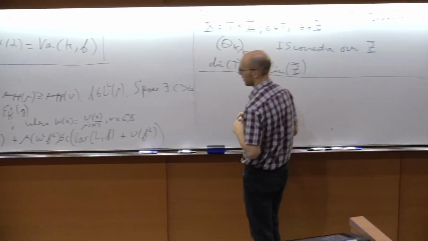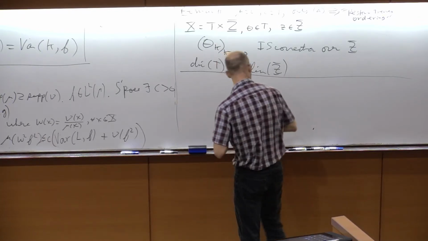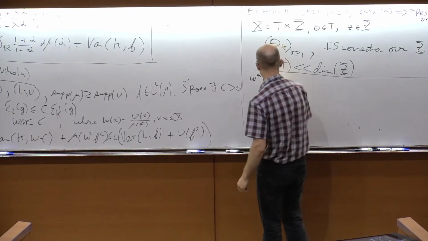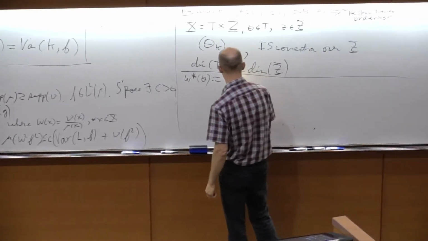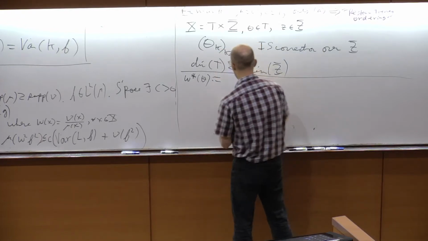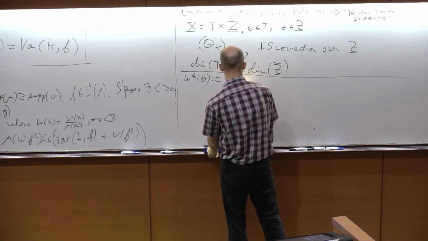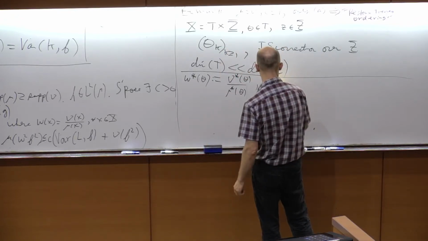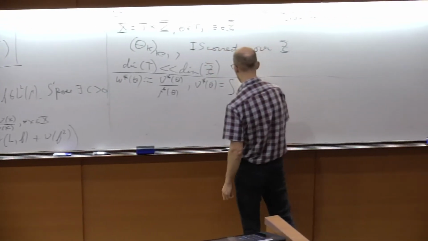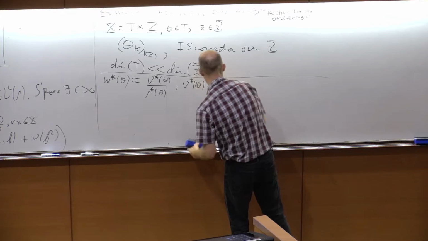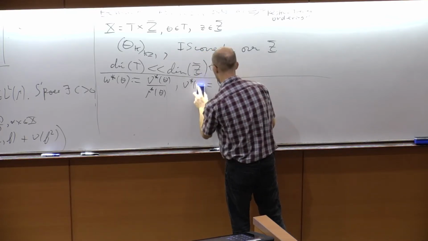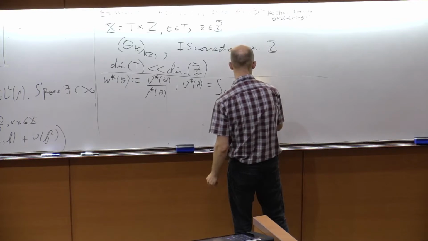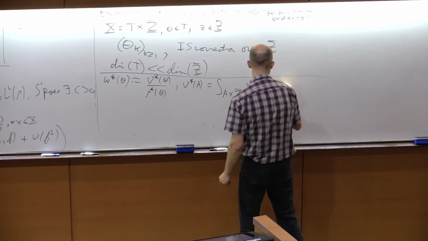So there's another result of this. Now I'm going to write W star of theta, which is defined to be nu star of theta over mu star of theta, where nu star is just the marginal.